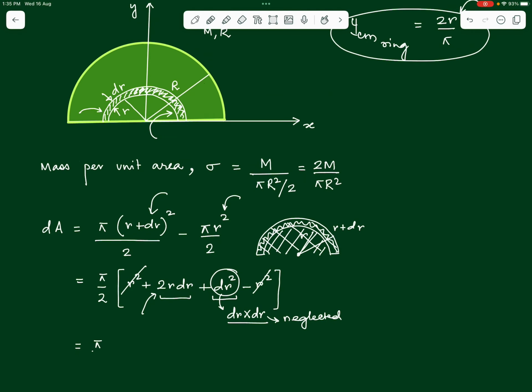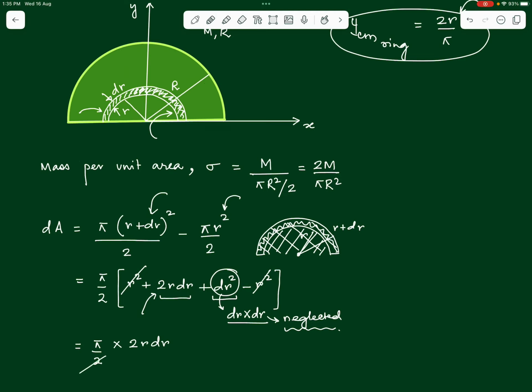Okay, so when we neglect this, see what we are left with. We are left with pi by 2 into 2r dr. This is all that we are left with. This is an important step here, understanding which terms can be neglected, right? Because that will help us do the mathematics of such exercises easily.